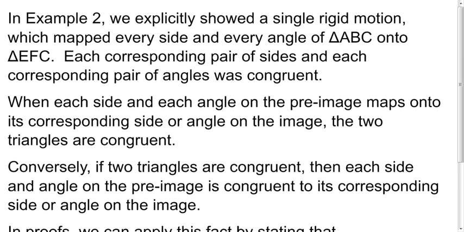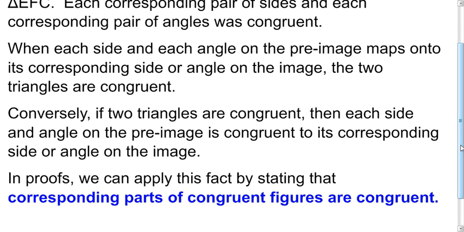So far we have looked at corresponding parts where all the corresponding parts gave us angles that were congruent and sides that were congruent. But that's not always the case with corresponding parts. We'll get to that in a moment. What's important here is that when all of the corresponding parts are congruent, then the two figures are congruent. When two figures are congruent, then all the corresponding parts are congruent. So that holds in both directions.